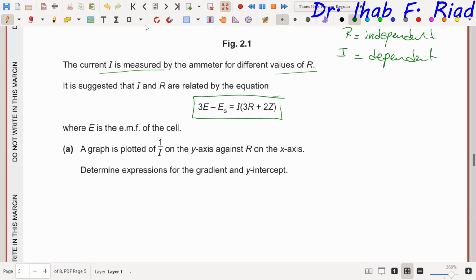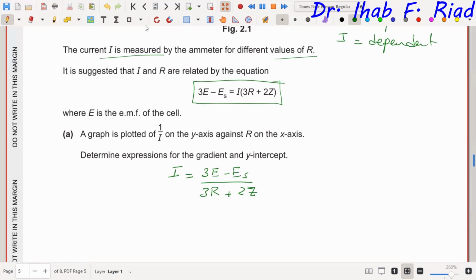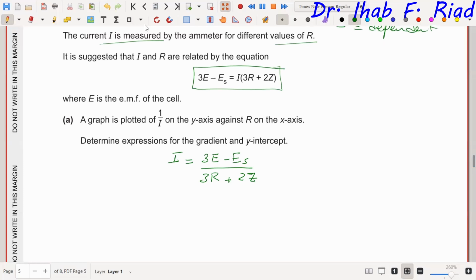Okay, we can say I equals 3E minus 3S, divide by 3R plus 2Z. Right. Are we good now? No. Why? Because the R is not separate. So we cannot write it in a standard form.